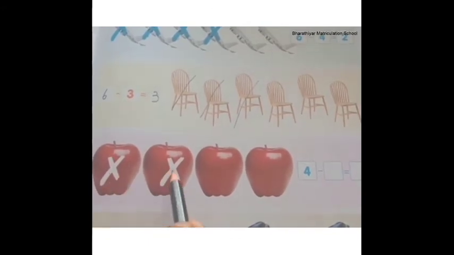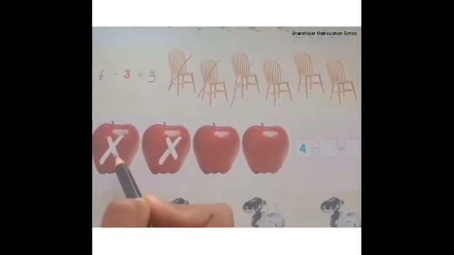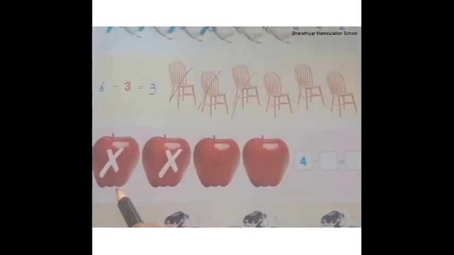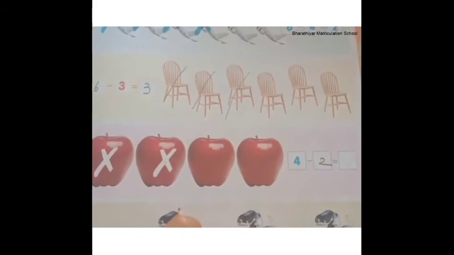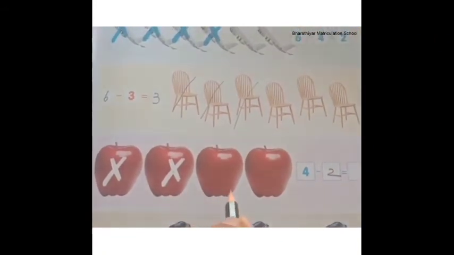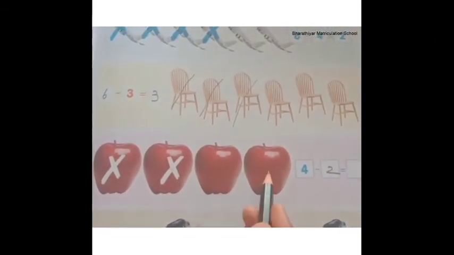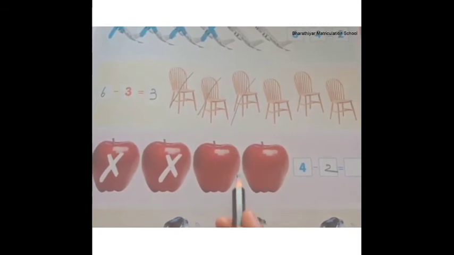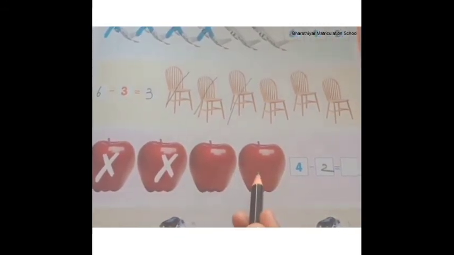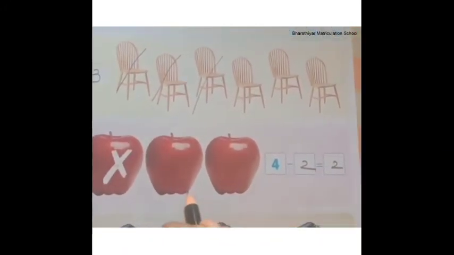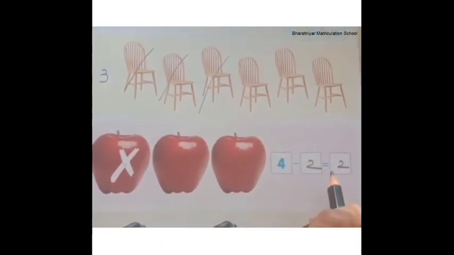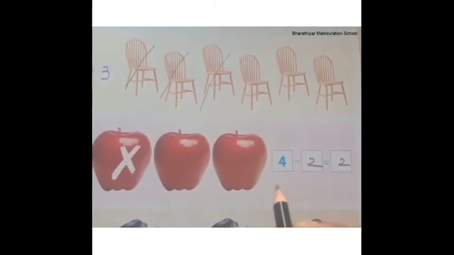Yes, 1, 2. 2 apples are crossed out here. So, write here 2. Children, now count the remaining apples. 1, 2. 2 apples are remaining. So, write here 2. Therefore, 4 minus 2 is equal to 2.